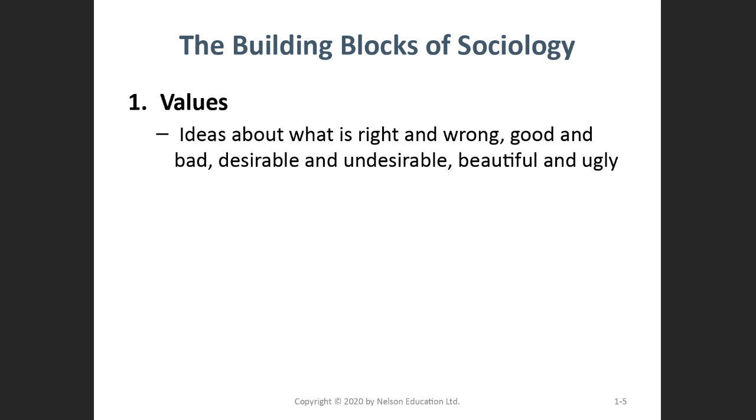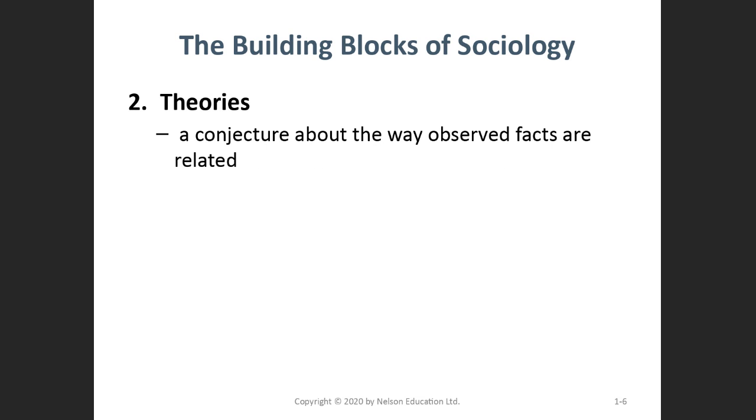And so sociology as a science is built up of values, but most importantly, what I want to focus the rest of my attention on this morning in terms of a building block is the theoretical component of sociology as a building block of sociology as a science of society. Theories are conjectures about the way observed facts are related to each other. Now, what does a conjecture mean? How do you understand conjecture?